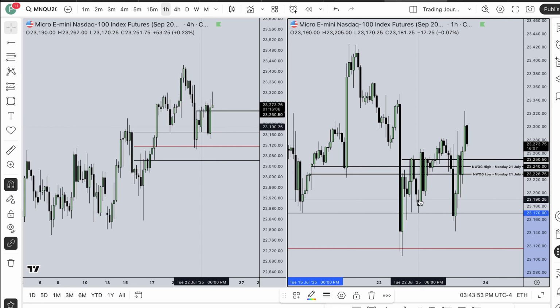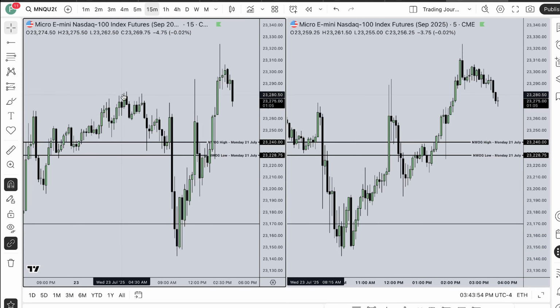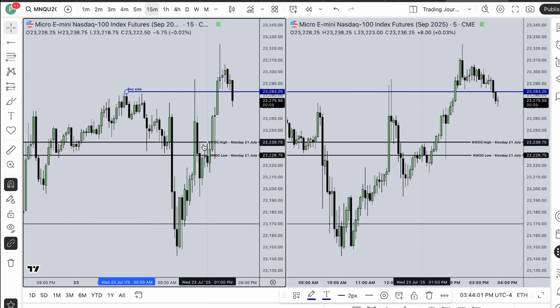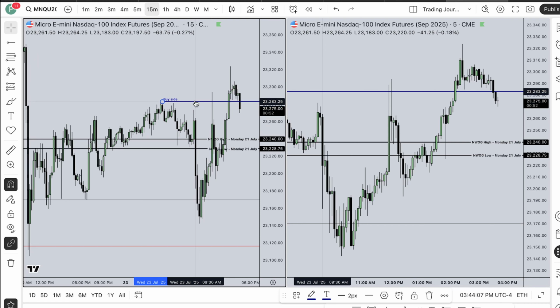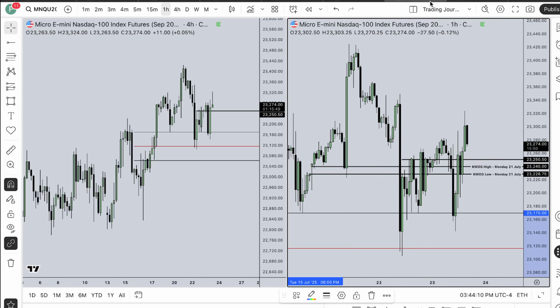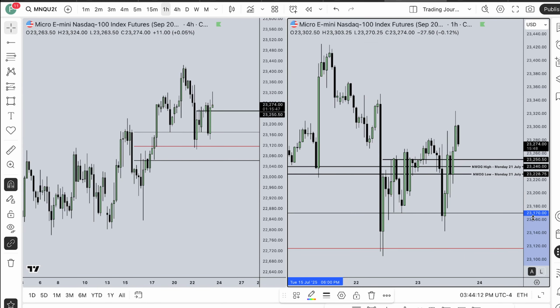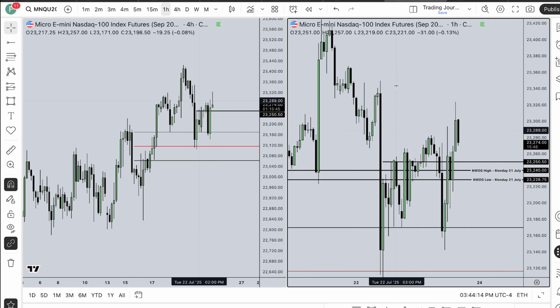In here, we see relative equal highs. So initially I wanted to trade to the buy side. I wanted to see this hold and then trade to the buy side. Instead, we did something else. On the 1 hour gap, this is important.